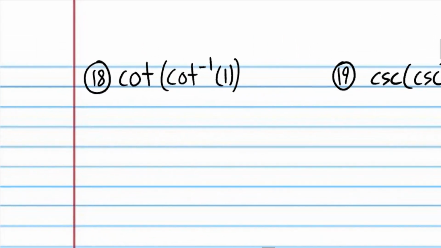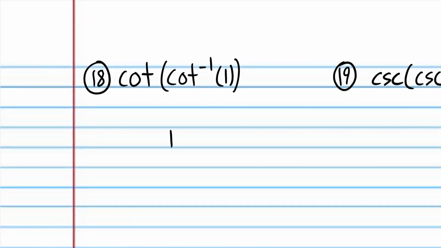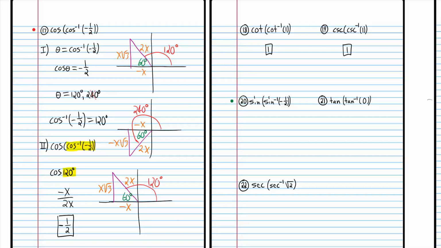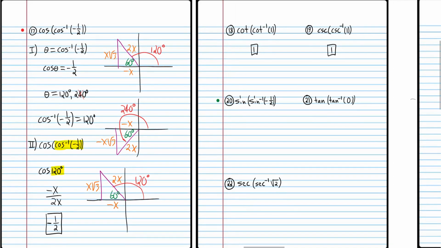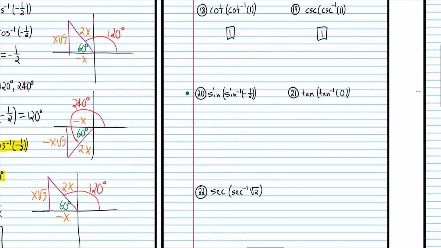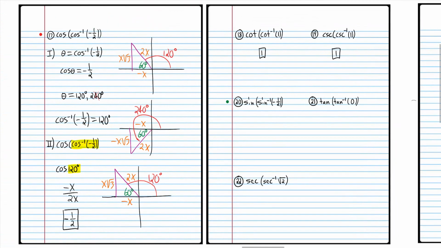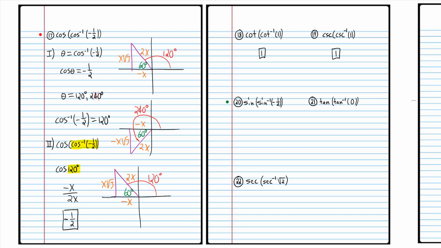Here we have cotangent of cotangent inverse. That's just going to be 1. Here we have cosecant of cosecant inverse of 1. That's just going to be 1. So I want you to try numbers 20 through 22. Notice that the yellow and the blue and the green, they're all inverse functions. So you should be able to find the answers in about 8 seconds. So try 20 through 22. When you come back, we'll do them together.